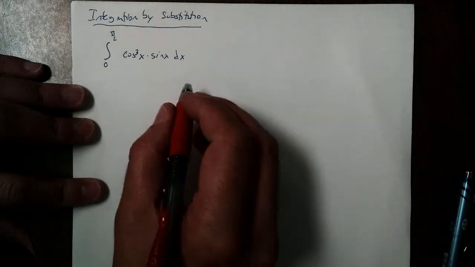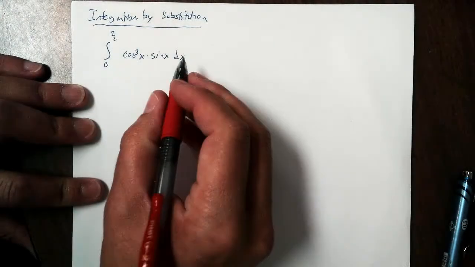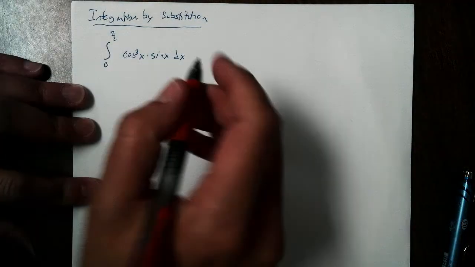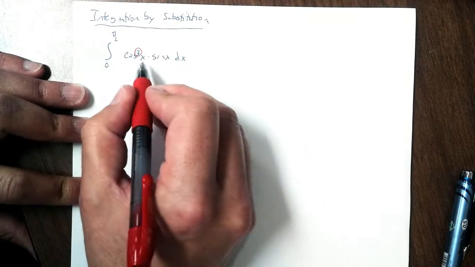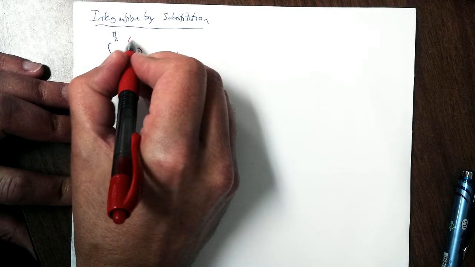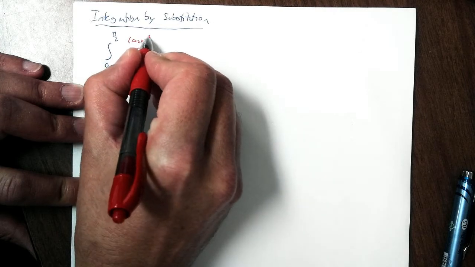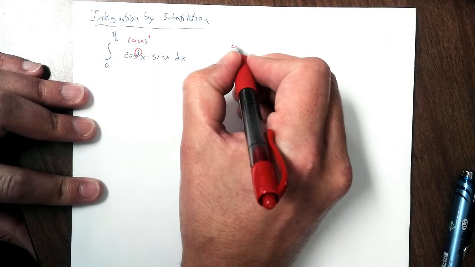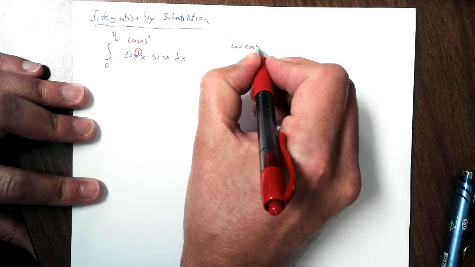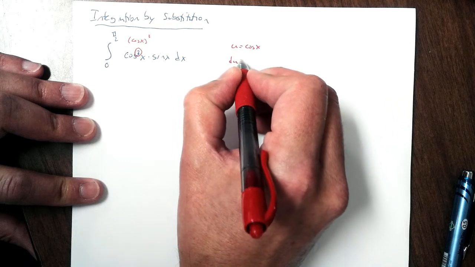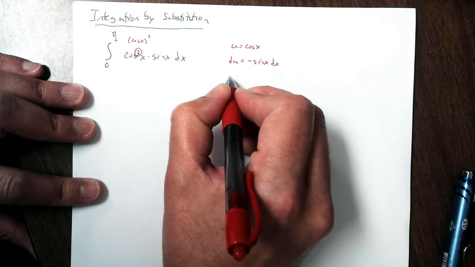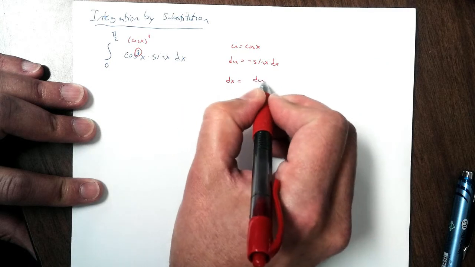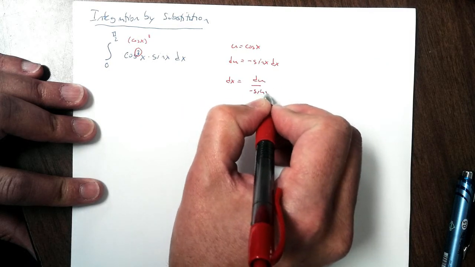So the first thing I'm going to do when I try to integrate this is find out what my u is going to be. If I look here, this cube right there, remember, this is really saying it inside. This is like saying cosine of x, cubed. And that helps me pick my u. So I'm going to let u be the cosine of x. My du is going to be negative sine of x dx, and I would get dx equals du over negative sine of x.